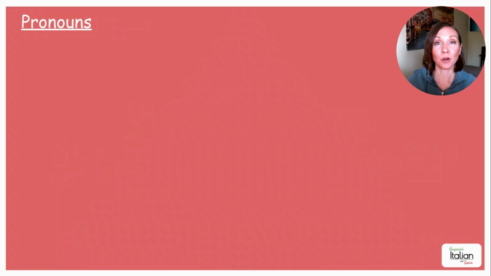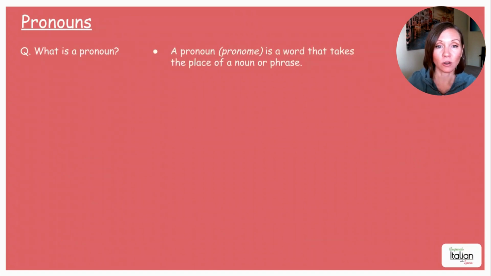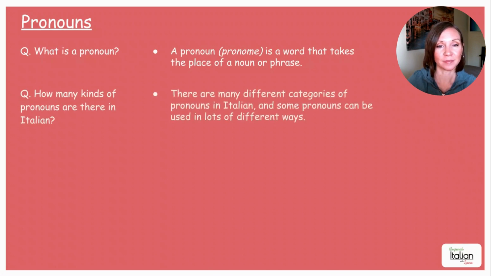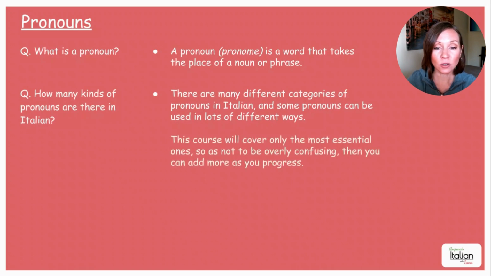Okay, pronouns. What is a pronoun? A pronoun, or un pronome, is a word that takes the place of a noun or phrase. How many kinds of pronouns are there in Italian? There are many different categories of pronouns in Italian, and some pronouns can be used in a lot of different ways. This course will cover only the most essential ones so as not to be overly confusing. Then you can add more as you progress.